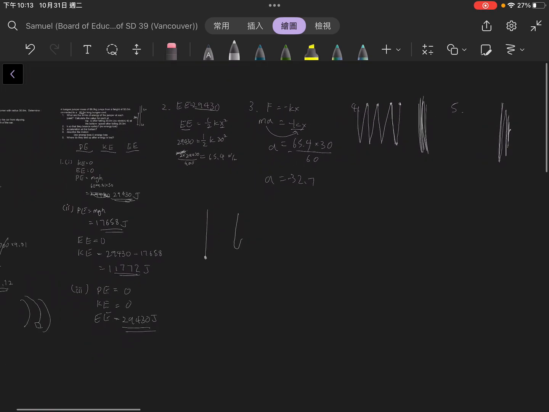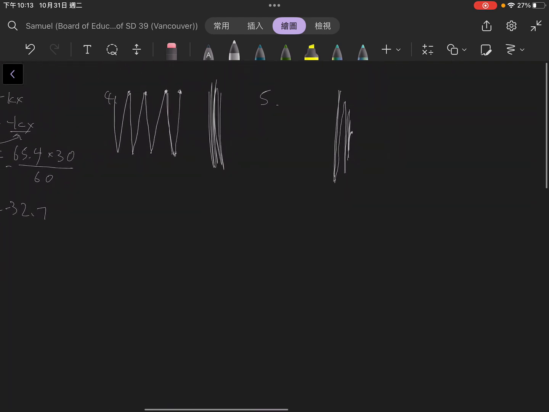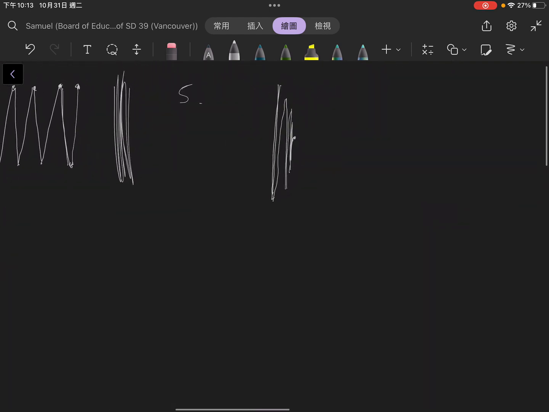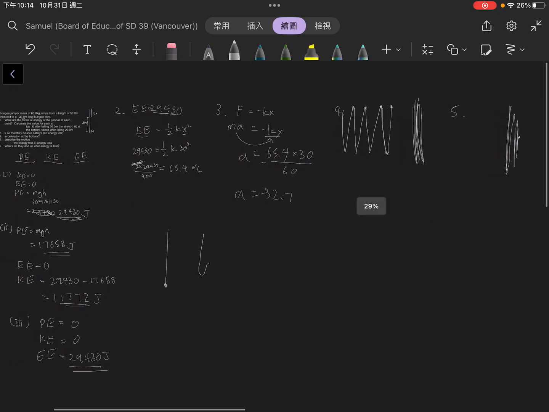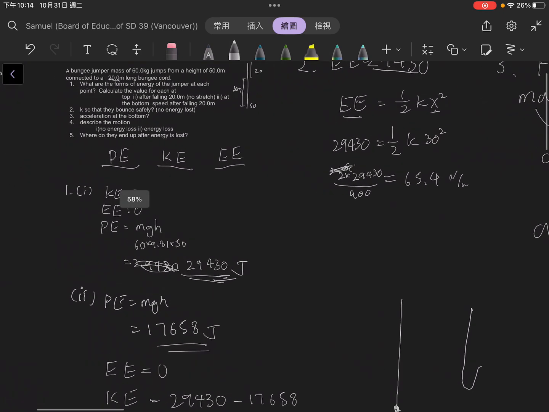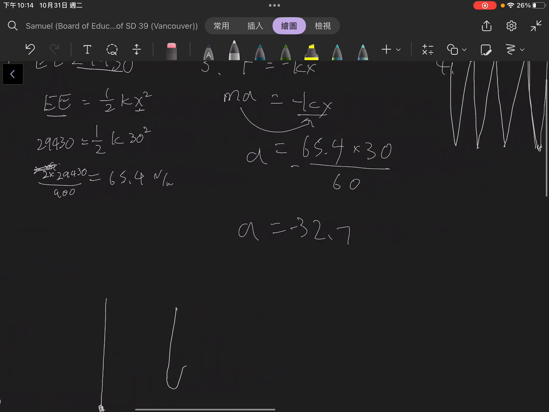Yeah, so the answer will be, if there is energy loss, the motion will stop after a while because of the loss of energy. Okay, that's a pretty bad answer, but you get my point that the energy is lost, and it will not reach as high and not reach as low. Yeah, that's question 4. And the last question, question 5: where did it end up after energy is lost?